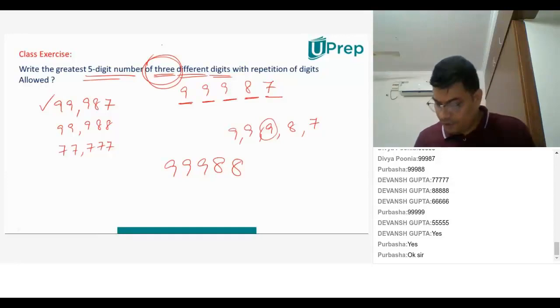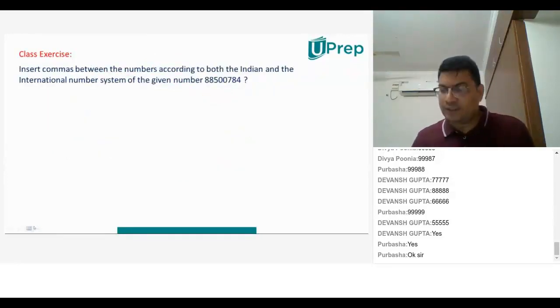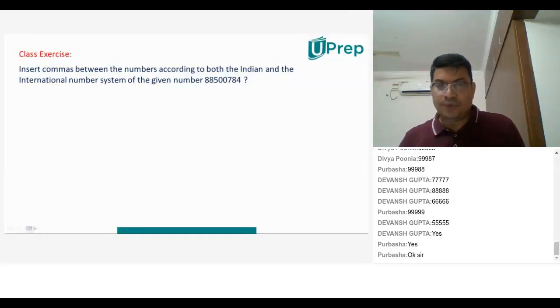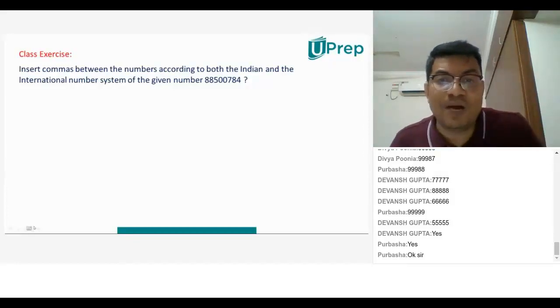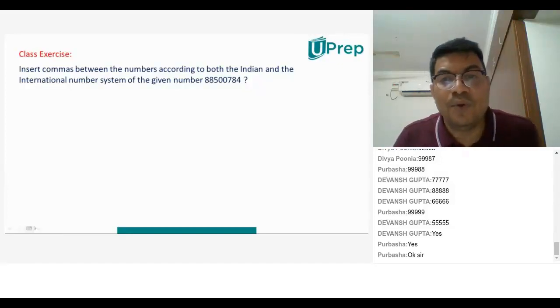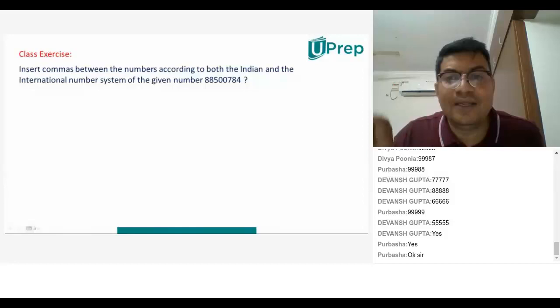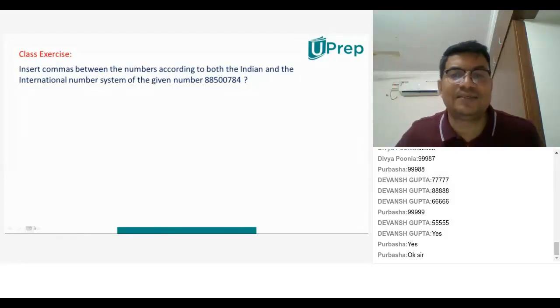Wonderful. Okay. Solve this question. This is an easy question. And now this answer, you are not going to shout. You are going to write it in the chat box. Insert commas between the numbers according to both the Indian and the international system. First write your Indian answer and then your international answer.